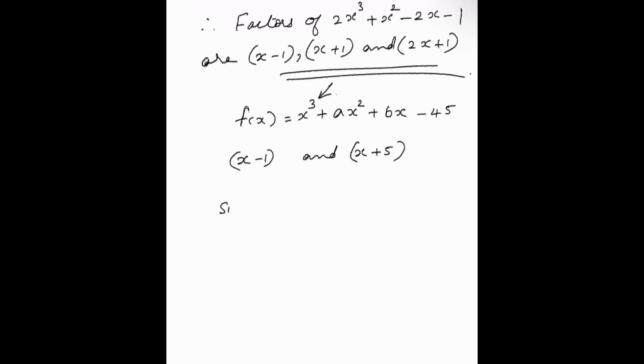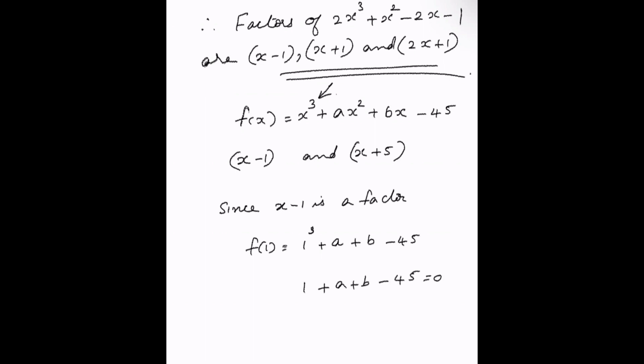Since x minus 1 is a factor, what you can write is f of 1 is equal to 1 cube plus a plus b minus 45, which is 1 plus a plus b minus 45 equal to 0. Since x minus 1 is a factor, f of 1 would be 0. So a plus b minus 45 equal to 0, or in other words, a plus b equal to 44. This is equation number 1.